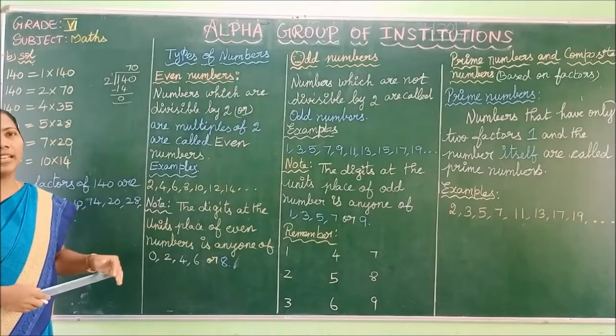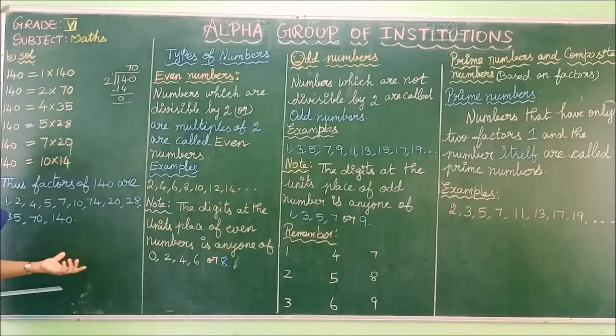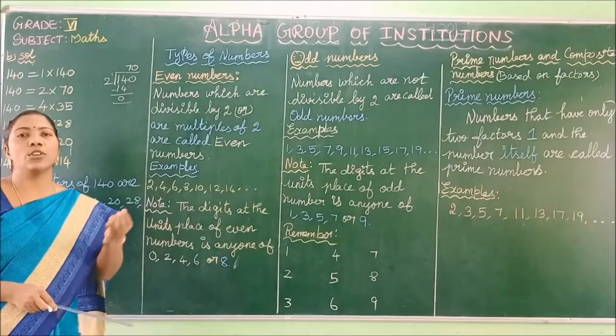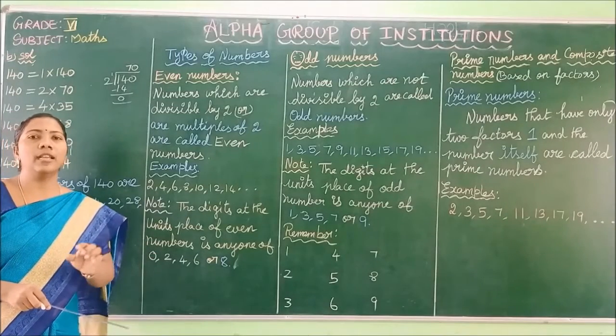Now we are going to write the factors of 140. Therefore, the factors of 140 are, while you are writing the factors, you have to follow the ascending order, that is small to big. So first write 1 and then 2, 4, 5, 7, 10, 14, 20, 28, 35, 70, 140. So count, children, how many factors does 140 have? 1, 2, 3, 4, 5, 6, 7, 8, 9, 10, 11, 12. Thus, the number 140 has 12 factors. If you divide 140 by these 12 numbers, definitely you get the remainder 0.